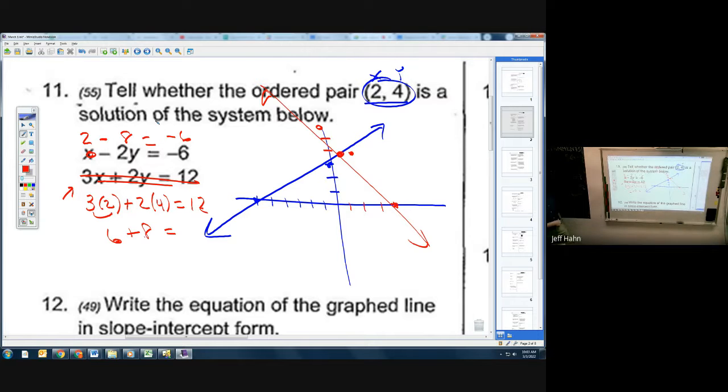Try to solve it. You could. The third way you could have done this was to change this into x equals something, substitute it in here, and see what point you get in the end.